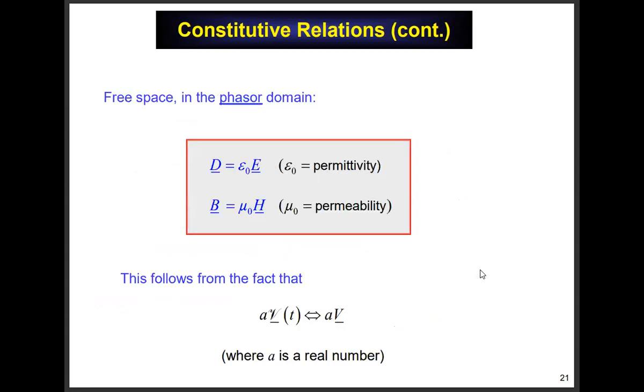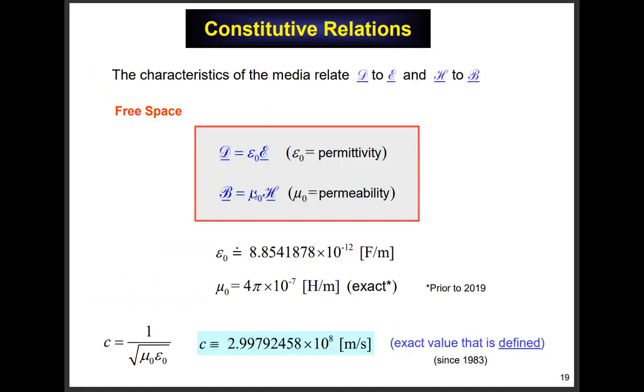Now, I mentioned that in the time domain, we have these. Because these are just real numbers, epsilon 0 and mu 0, when you convert to the phasor domain, nothing funny happens.